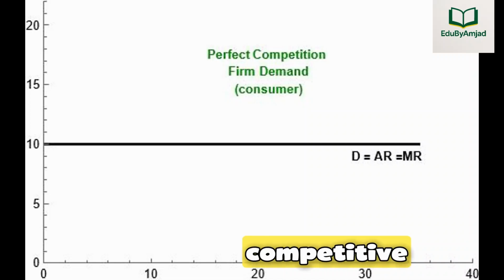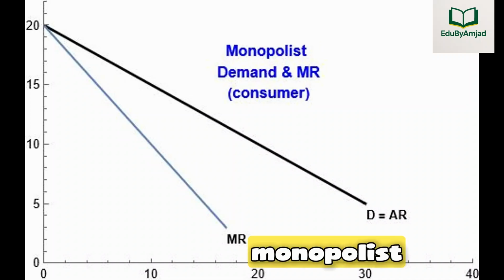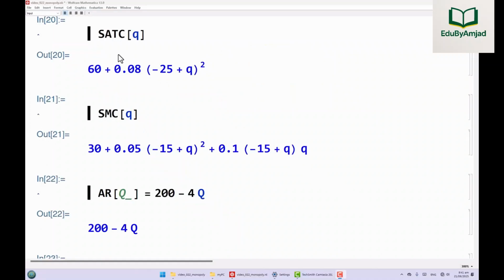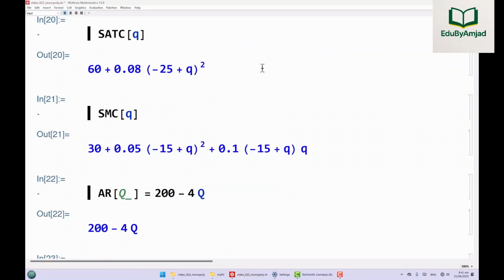Unlike the perfectly competitive firm, which faces a horizontal demand curve, a monopolist faces the entire market demand curve, since it is the only firm in the market. Let's examine the short-run equilibrium of a monopolist.